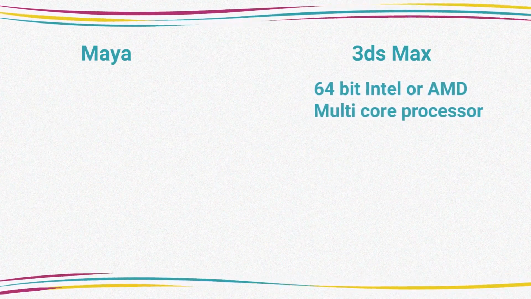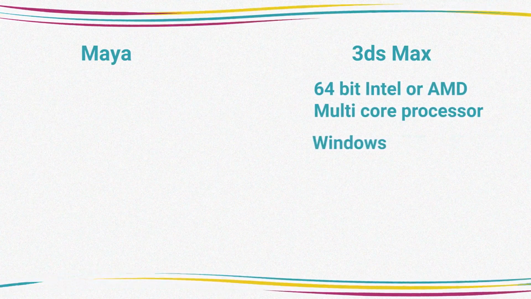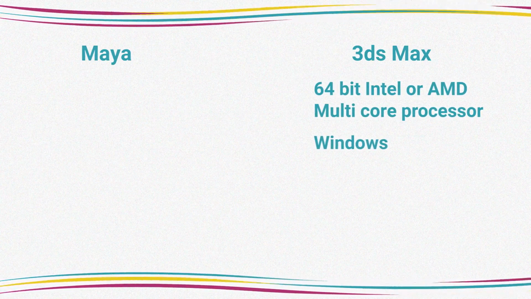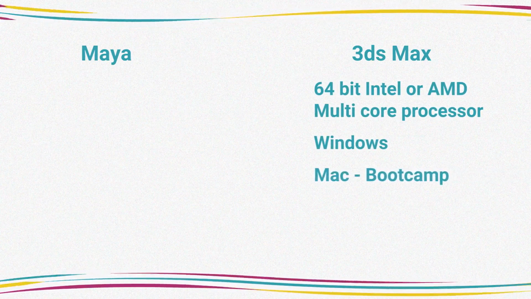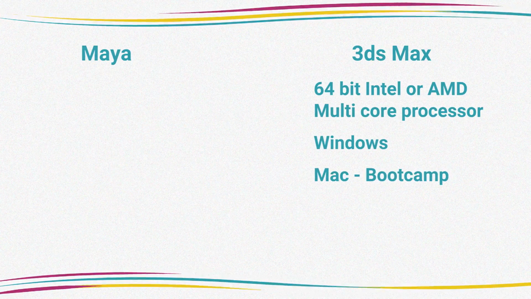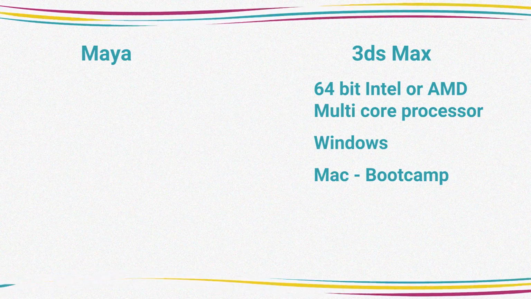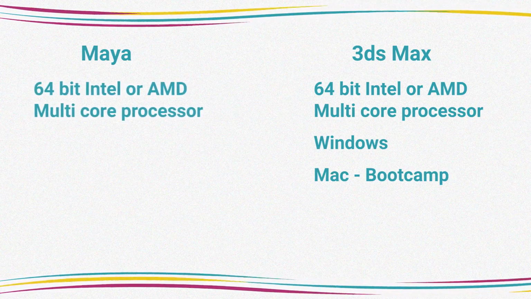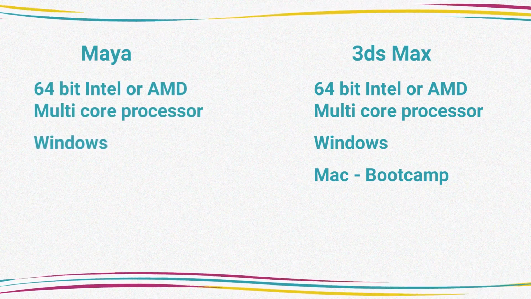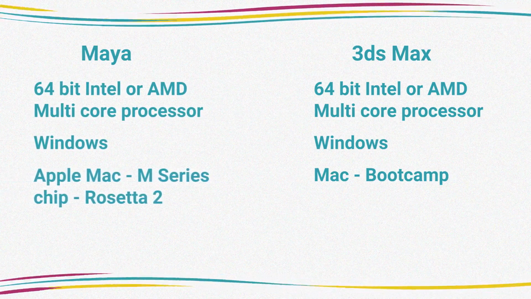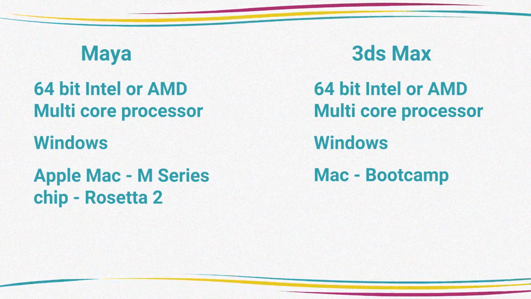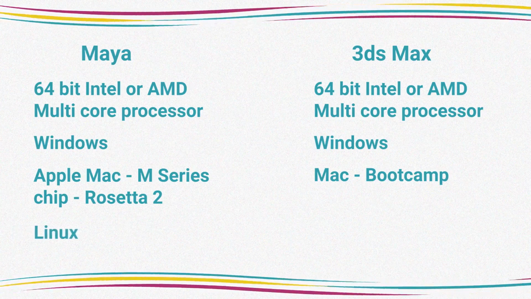In terms of CPUs, 3ds Max needs a 64-bit Intel or AMD multi-core processor and is for Windows users. Although you can install Max on a Mac with Boot Camp, they no longer provide support for troubleshooting for Apple Mac. Maya, on the other hand, also requires a 64-bit Intel or AMD multi-core processor, and it's also supported for Apple Macs with an M-series chip under Rosetta 2 mode, and you can also use it on Linux.